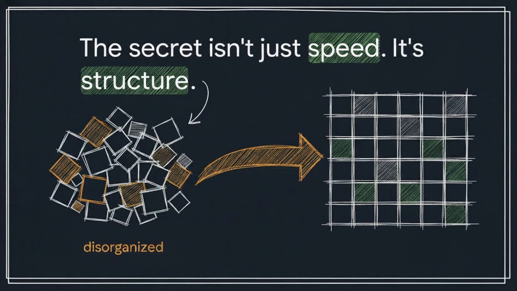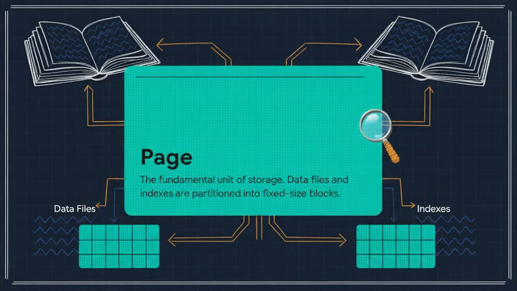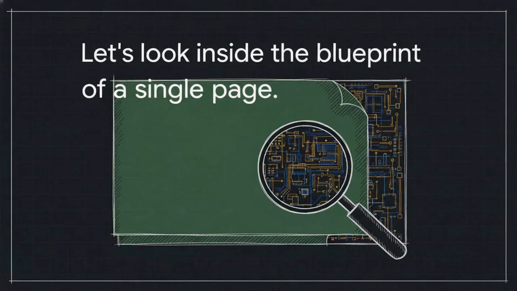See, data isn't just dumped onto a disk randomly. It's meticulously and really intelligently organized. And the most fundamental unit of that whole organization is something called a page. Probably the easiest way to picture it is like this. Imagine an entire data file is a massive, massive book. Well, that book is broken down into these fixed-sized chunks, these pages. And that simple idea right there is the key to everything. So to really get how this works, we've got to zoom in. Let's peel back the cover and take a look at the actual blueprint of a single one of these pages.